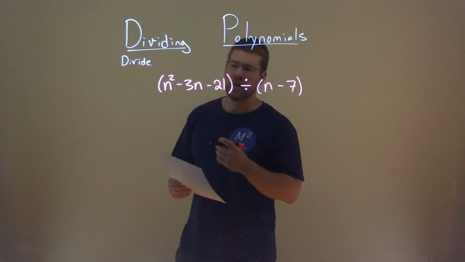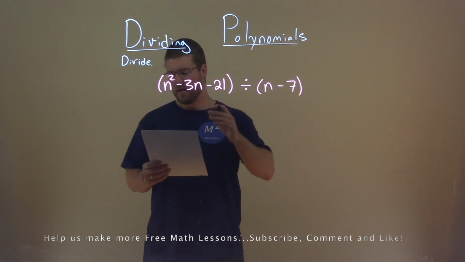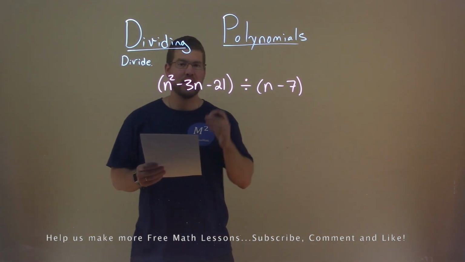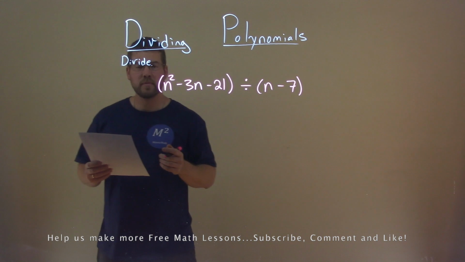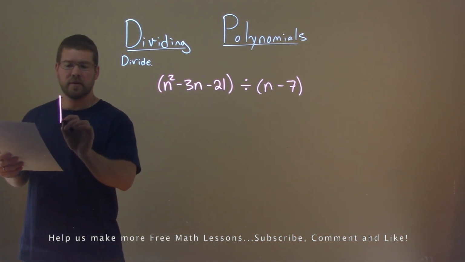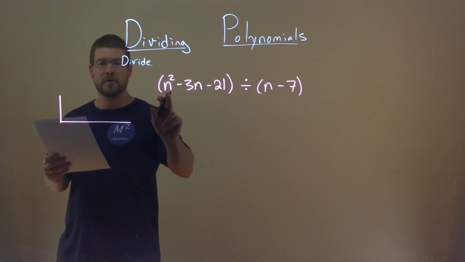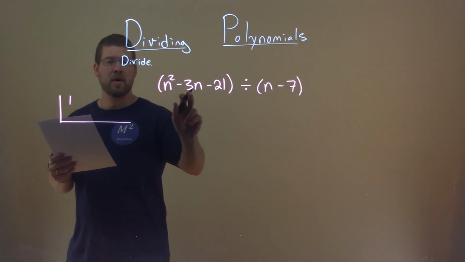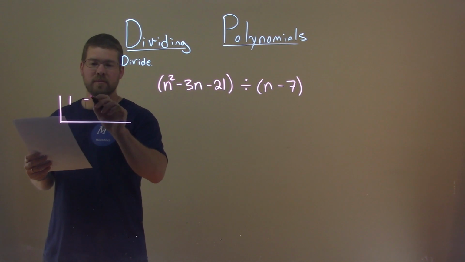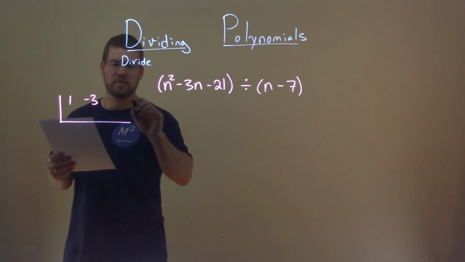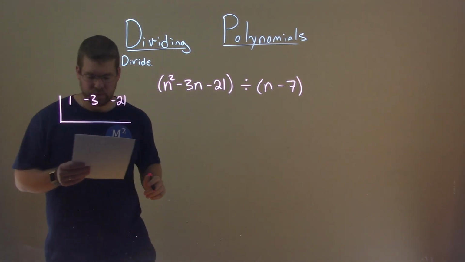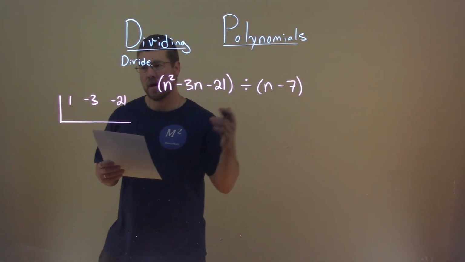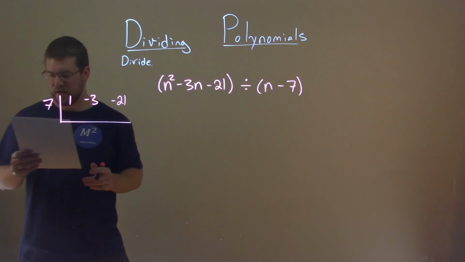We're given this problem right here, n squared minus 3n minus 21, and it's divided by n minus 7, and we need to divide this. Well, let's do some synthetic division, so let's set that up here. Look at the coefficients of our first part. In front of the n squared is a 1, in front of n is minus 3, and last part's just a negative 21. I now have n minus 7. Opposite of that, minus 7, is a positive 7. So I'm going to put that here.